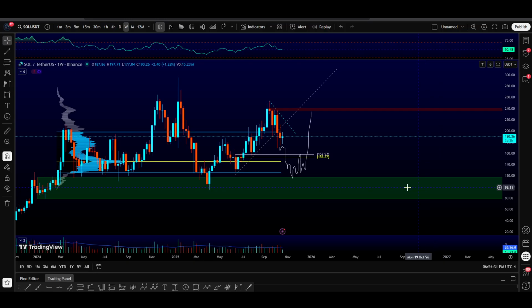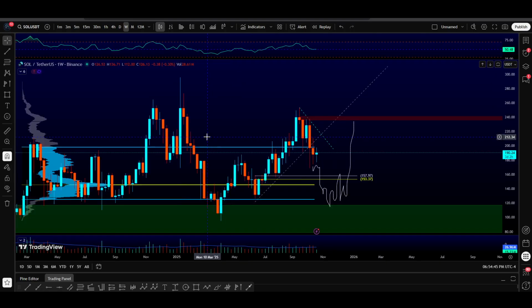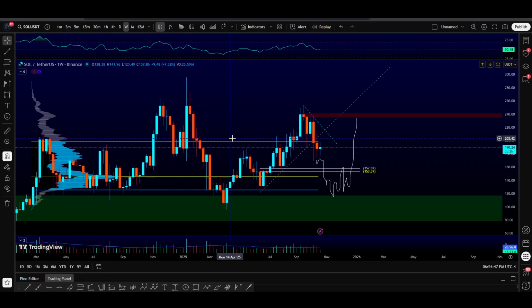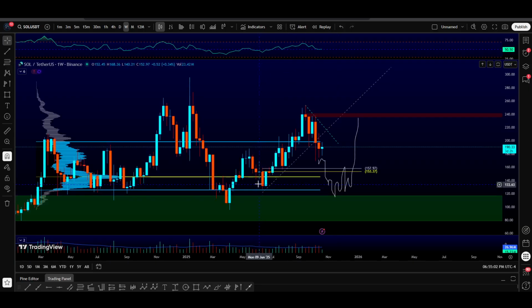Today we'll go over Solana USDT on the Binance chart. To start off, we can see here, based on the last video, I believe I did not draw this monthly demand zone here. As you can see, this demand zone is being respected quite well, actually, even though it's been tested once, twice, 3 times, 4 times. It's been respected quite well.